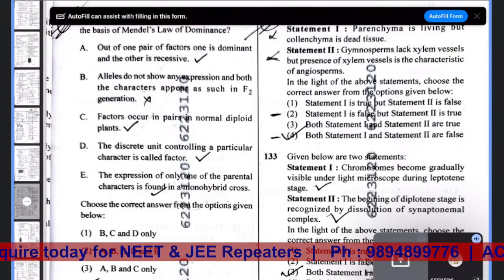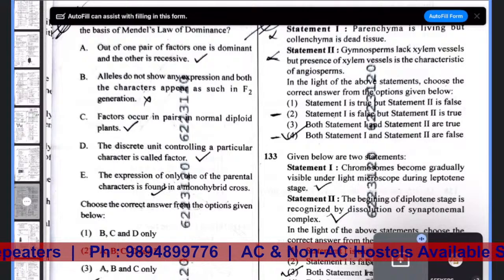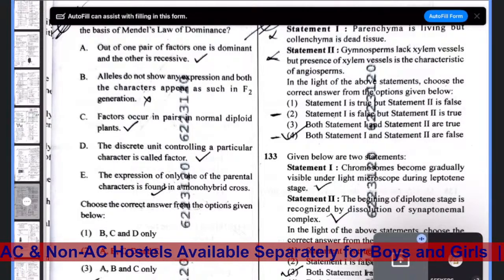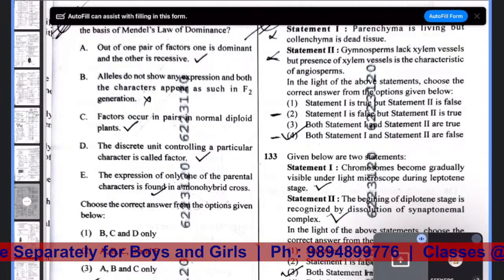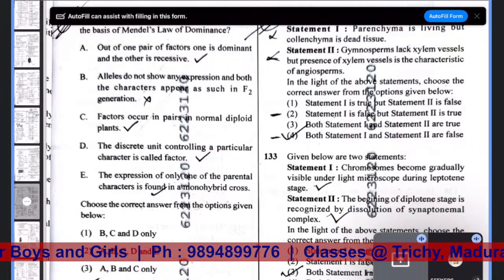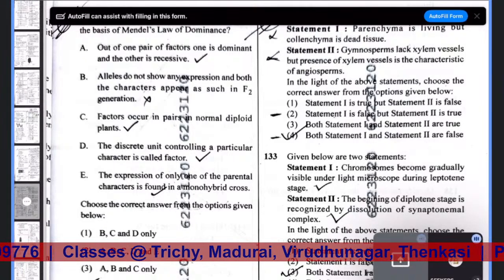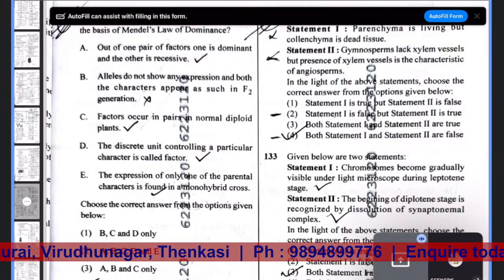Okay. Then statement C, factors occur in pair in normal diploid plants. Yeah, in all diploid organisms, factors occur in pair. D, the discrete unit controlling a particular character is called a factor, right? E, the expression of only one of the parental characters is found in a monohybrid cross. That is also right. So statements A, C, D, E, these 4 statements are correct. B is incorrect. Hence, we can go for the answer option 4.